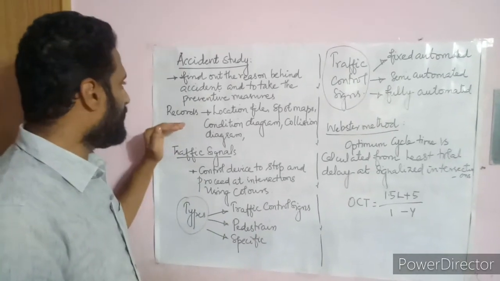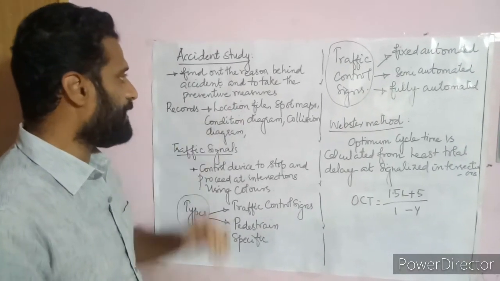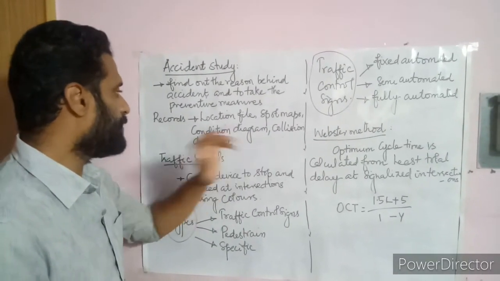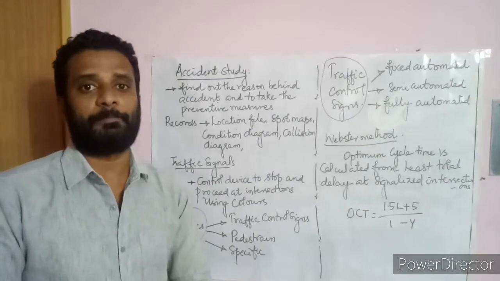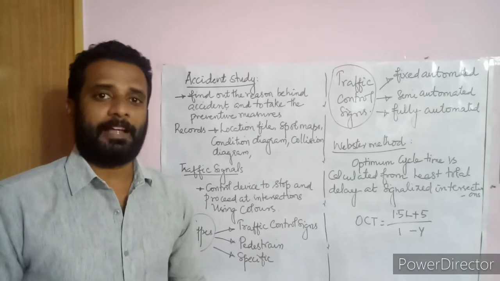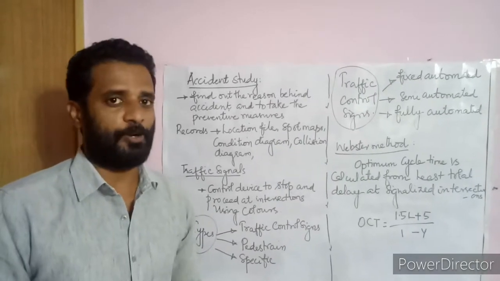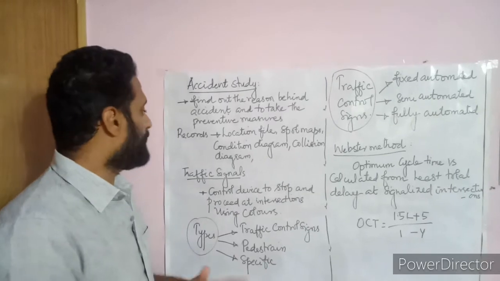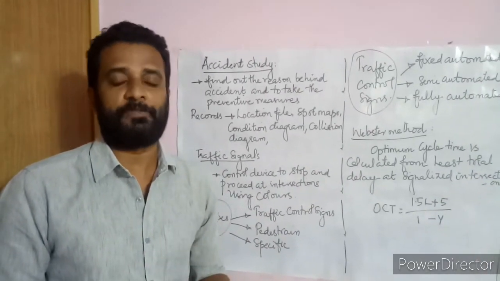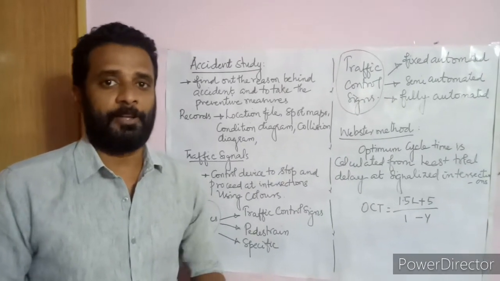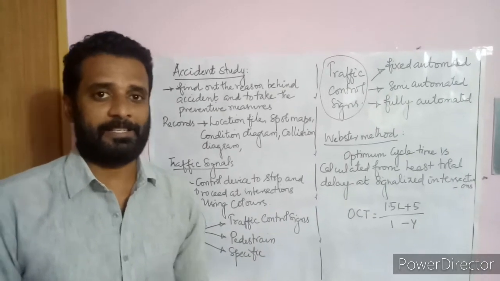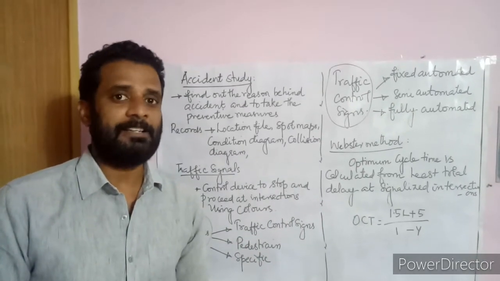Accident records consist of a location file. It also has a spot map, a condition diagram, and a collision diagram. A collision diagram is nothing but, based on the previous accident occurrences, we plot the way the accident happened. That is called the collision diagram. The accident study is a major study which we need to give much more importance in the case of a new road alignment, alignment revisions, making standard grade intersections, or in any case, we need to go for accident studies.